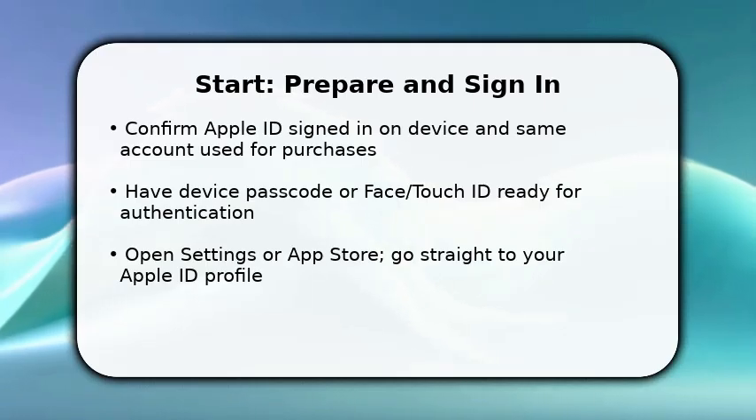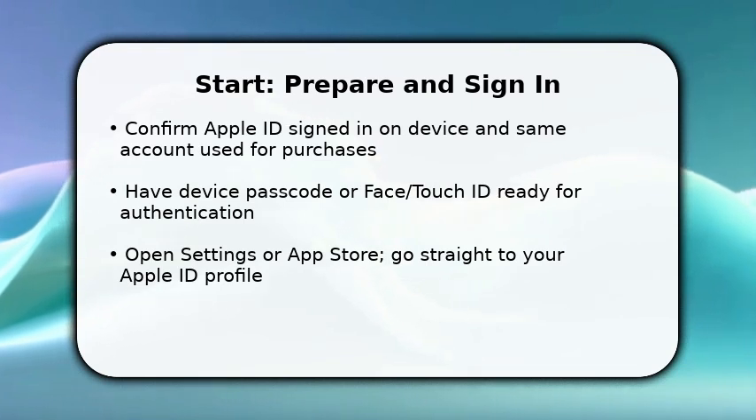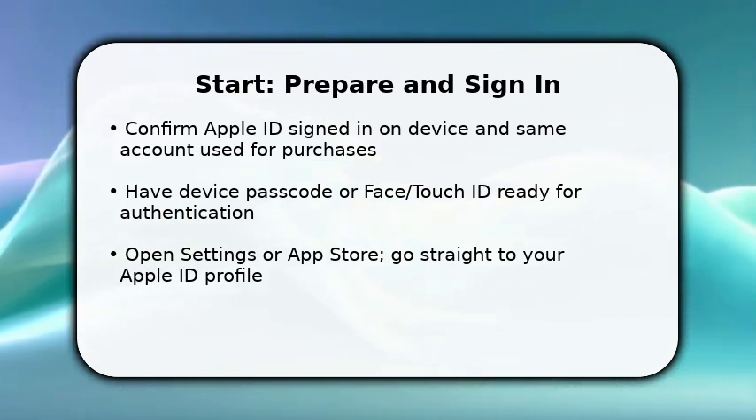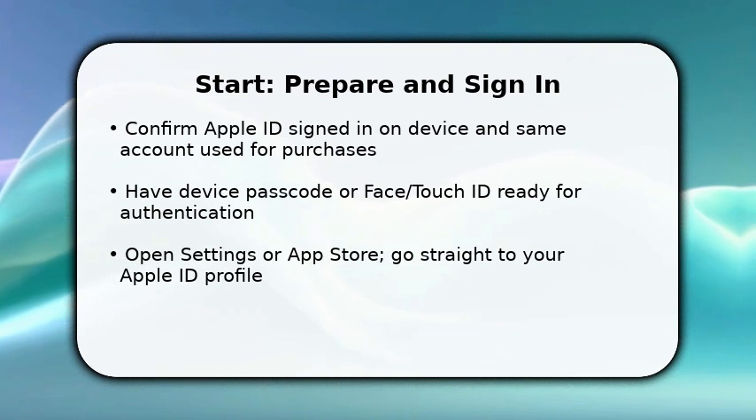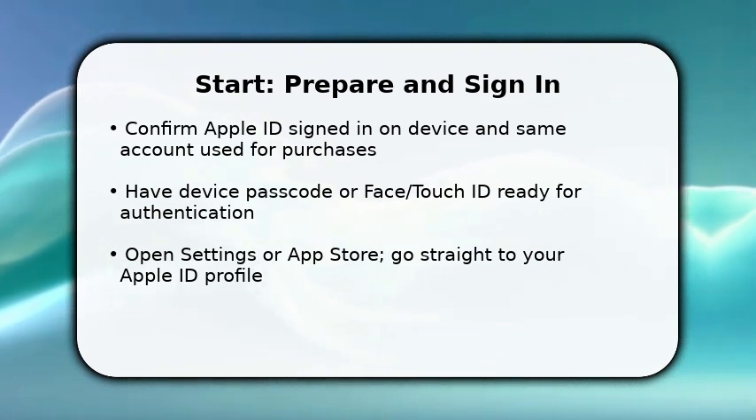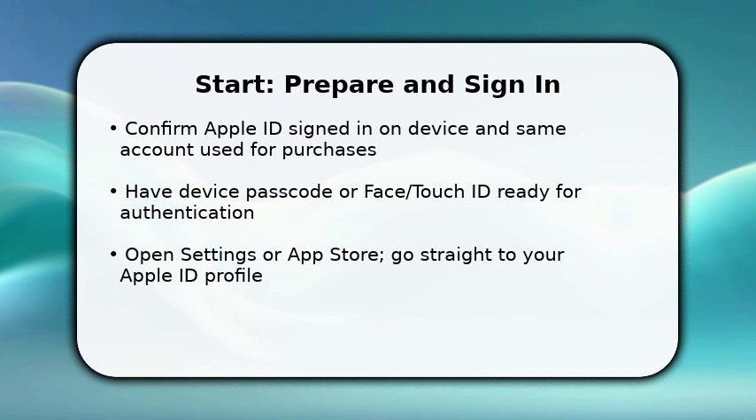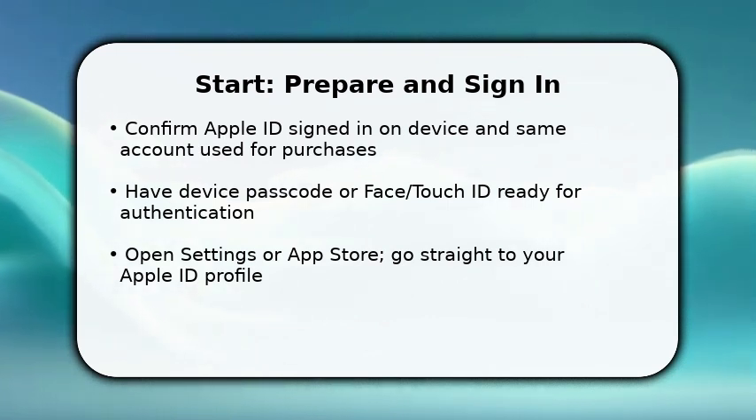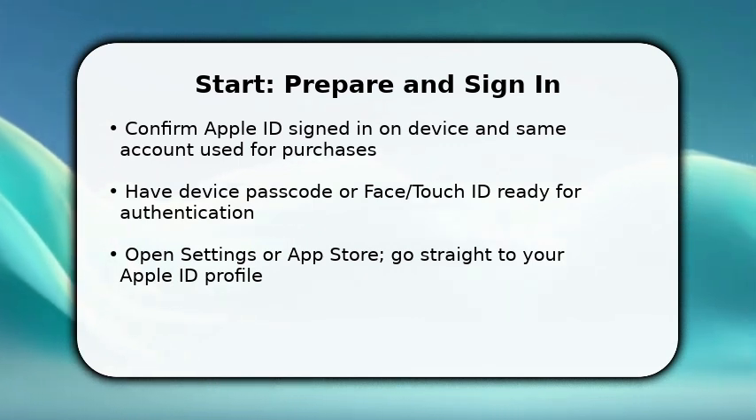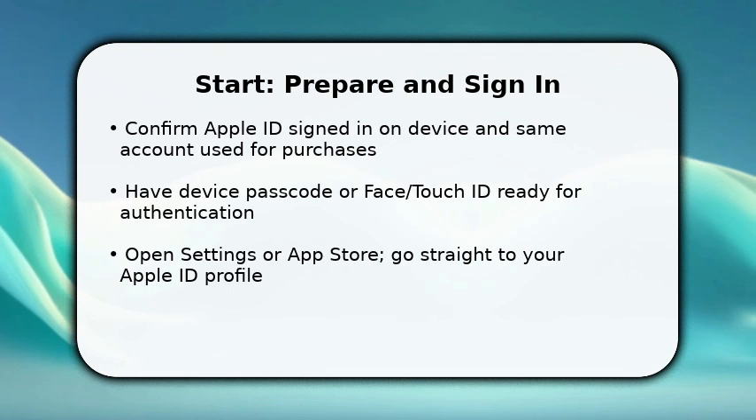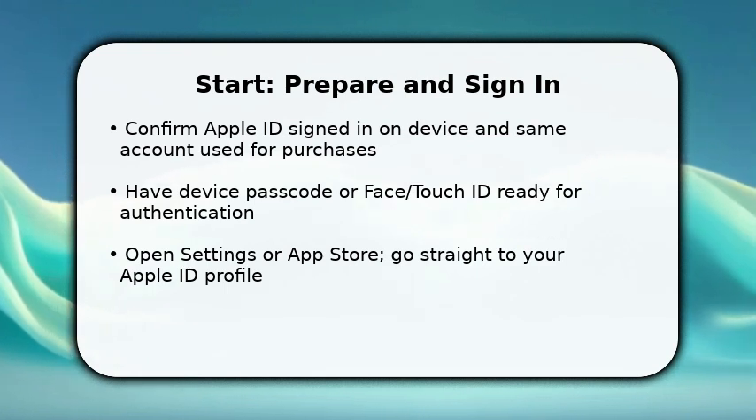You begin by ensuring you're signed into the correct Apple ID on the device you'll use. Once signed in, make sure Face or Touch ID or the passcode is available to authenticate. Now open Settings or the App Store and tap your profile. This gets you to the account area where purchase and subscription records live. Don't navigate elsewhere. Once done, you'll access purchase history quickly. This initial alignment prevents mismatched accounts and missing transactions.